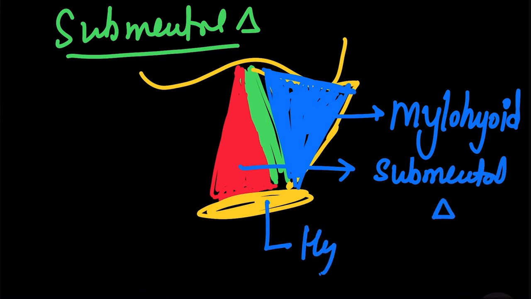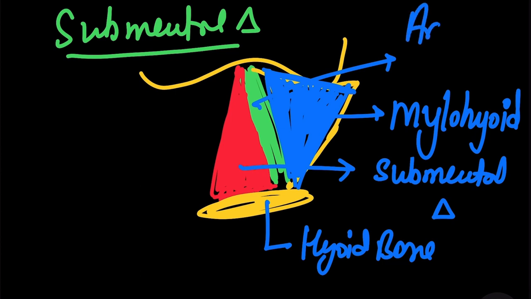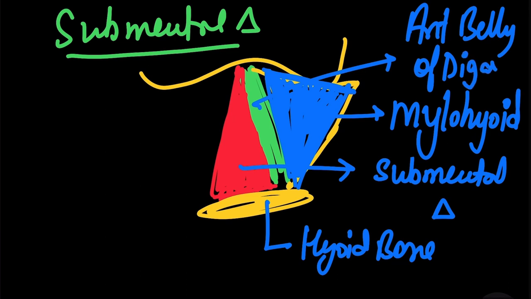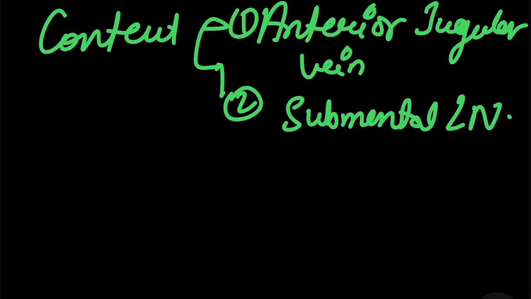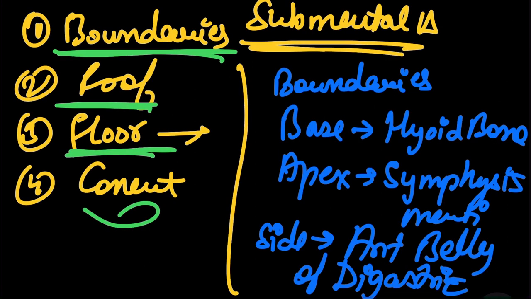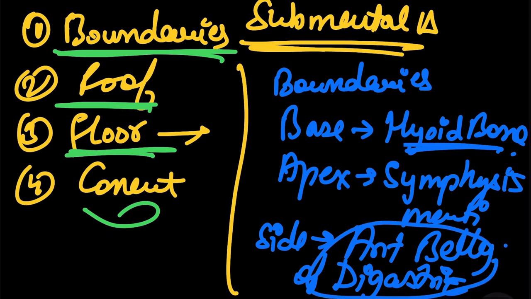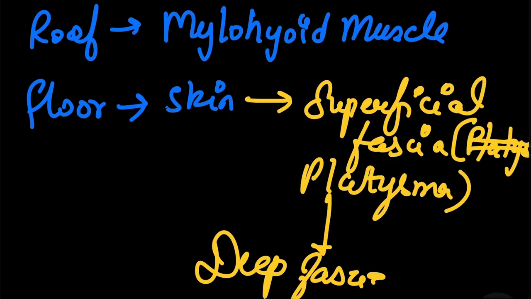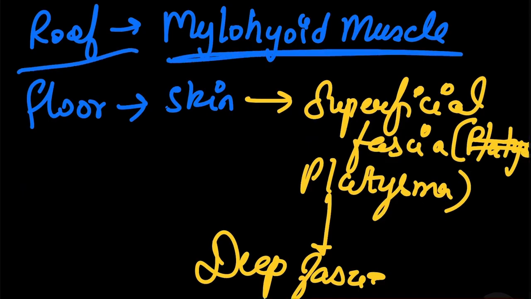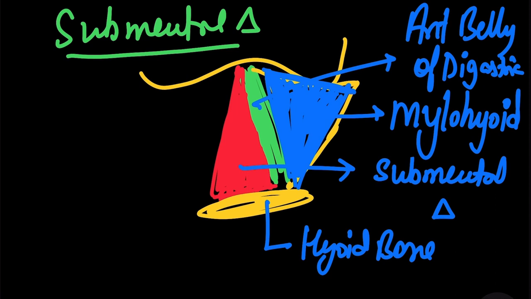This is our hyoid bone, and this green one is our anterior belly of digastric. So here we see its content only. Hyoid bone forms our base. Then we have the anterior belly of digastric on the side, and roof is formed by the Mylohyoid. Similarly, in this diagram, roof is formed by the Mylohyoid.